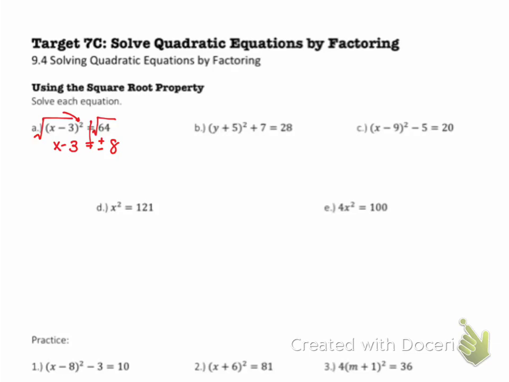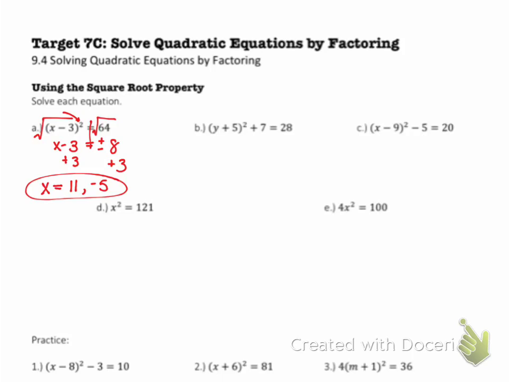So then I'm going to go ahead and add 3 to both sides. And so here's how I'll get my 2 answers. I'll take the positive value of 8, so 8 plus 3, that gives me 11. Now I'll also take the negative. So negative 8 plus 3 is negative 5. So those are my answers.